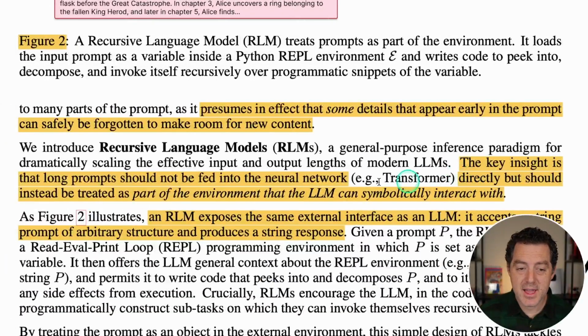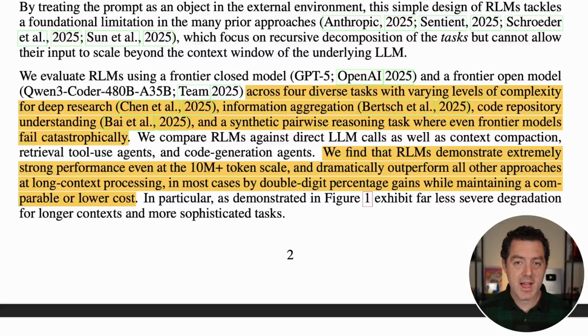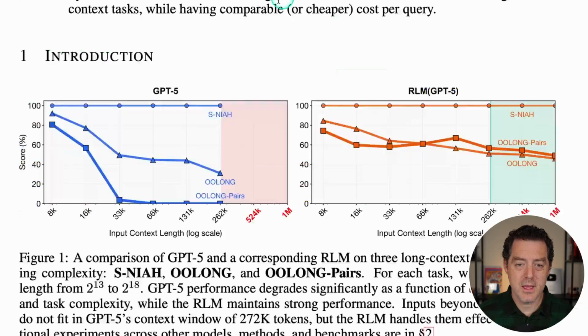And so instead it should be treated as part of the environment that the LLM can symbolically interact with. All right, so how did they actually test this? We talked about needle in the haystack. Shout out to Greg Cameron, who invented it. But there are other tests. Needle in the haystack is pretty much solved by all modern models. If we scroll back up here, you can see GPT-5. So this is needle in the haystack. And as you see, the quality, the percentage stays consistent through the end of the context window, the physical context window. So needle in the haystack, more or less solved.